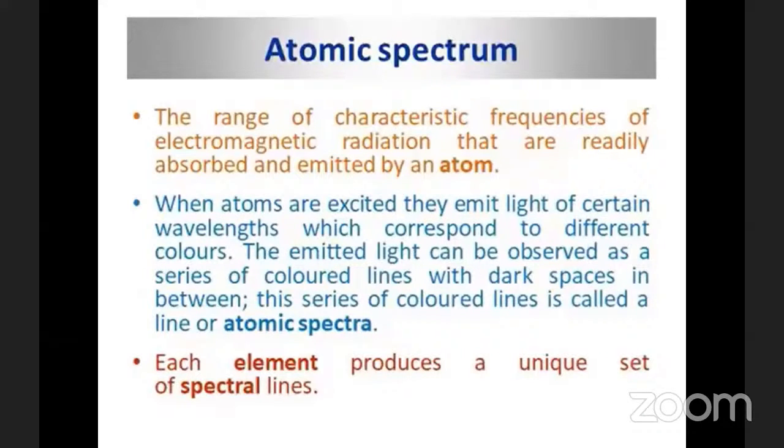When these atoms are excited, they emit light of certain wavelengths which correspond to different colors. The emitted light can be observed as a series of colored lines with dark spaces in between. This series of colored lines is called a line or atomic spectra. Each element produces a unique set of spectral lines. That's a special identity of each element.